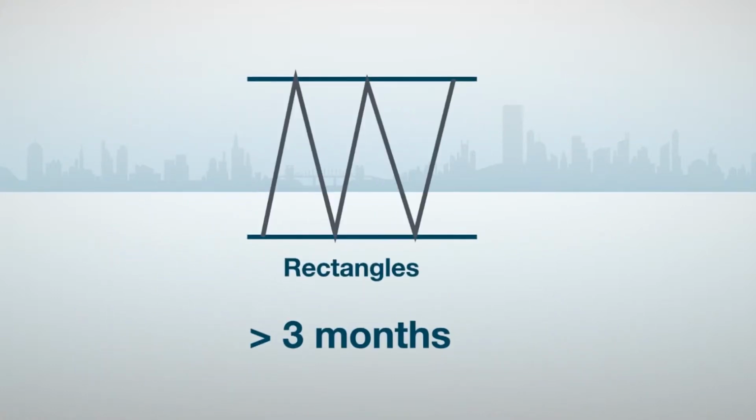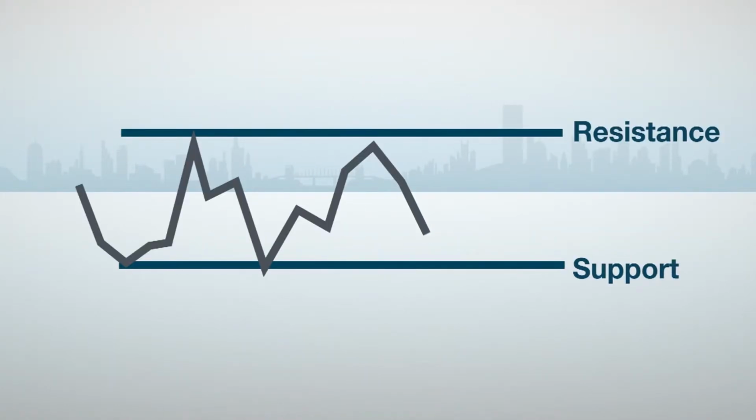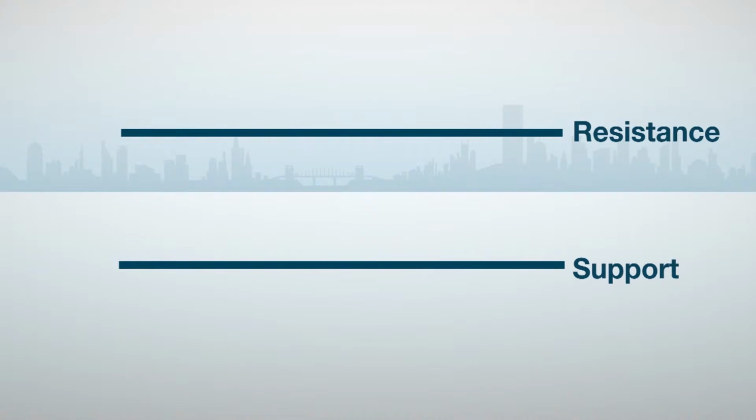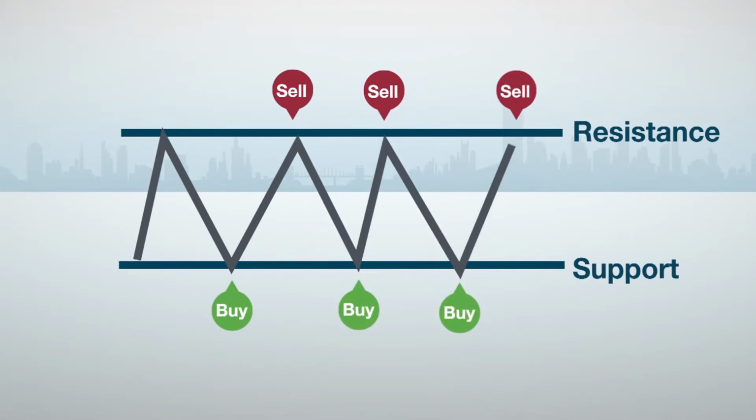Now that you know what a rectangle pattern is and its time frame, let's move on to the 2 examples of strategies that may be considered when identifying a rectangle: trading within the rectangle and trading at breakout. Let's first look at trading within the rectangle pattern. Investors trading this strategy might use support and resistance levels within a rectangle for short-term buy and sell signals.